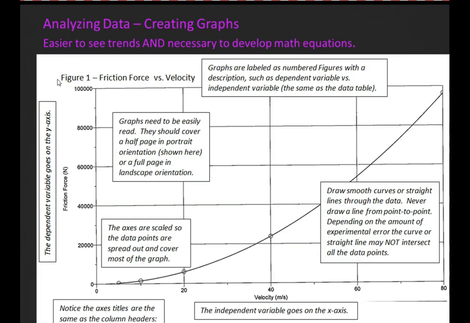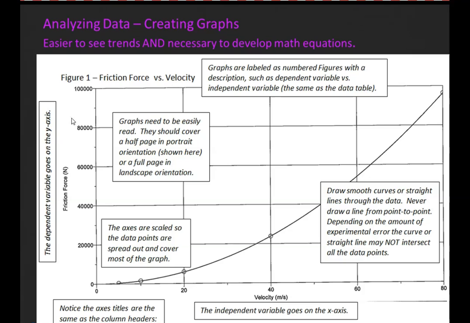So let's break it down. First, it starts with a title, and graphs are labeled as numbered figures. We do not call them graphs, we call them figures. So your first graph is going to be figure 1. Next, it needs to have a descriptive title. My recommendation is whatever the title is for the data table you use to create this graph, you use the same title for the graph. So in this case, we're using the versus format, which is the dependent variable versus the independent variable.